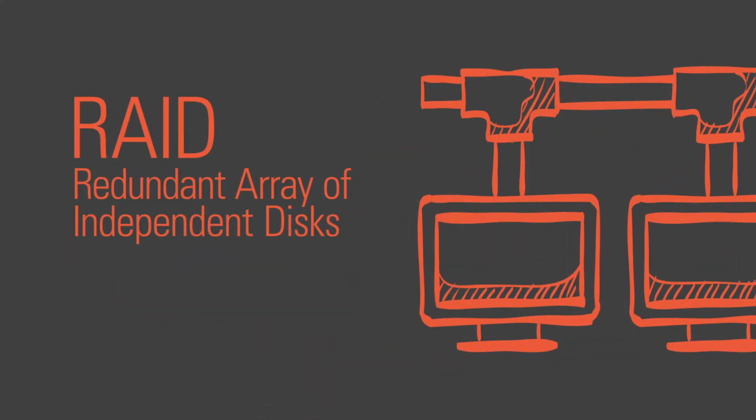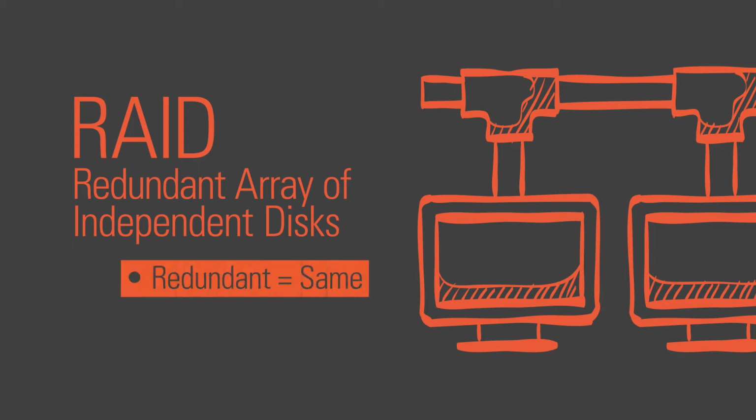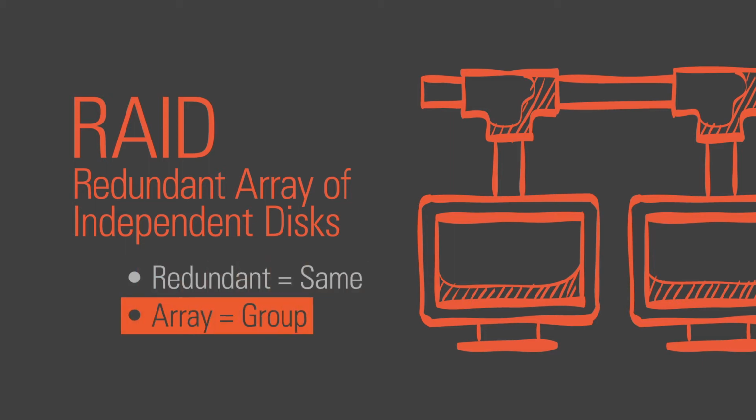RAID simply means redundant array of independent disks. The word redundant simply means the same. The word array simply means a group. So my RAID is just a group of drives that do the same thing, which is to back up my company's data and provide backups of my backups. But if one drive goes out in an array, you have not lost your data. You simply replace the drive and the RAID continues to function as normal.